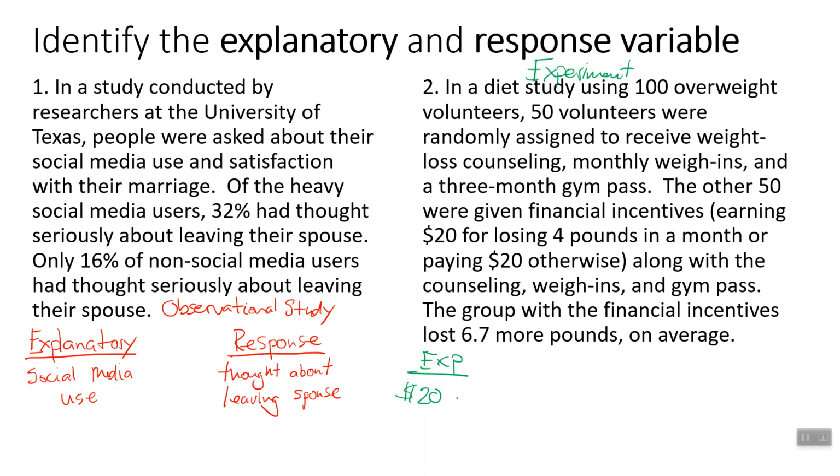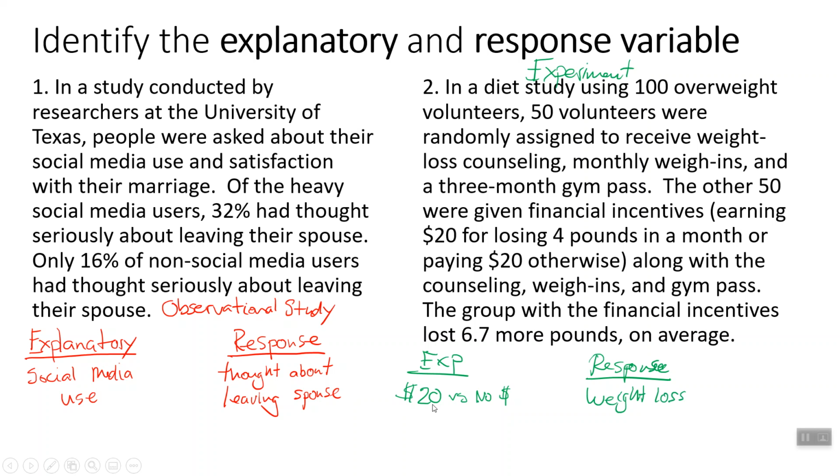All right, so either they're making it or they're paying it. So that's differing. The other group doesn't have that. So $20 versus no money incentive. And the response is going to be there. Let's see, the group in the financial incentive lost more pounds. So it's weight loss. So we're measuring how much weight they lose.